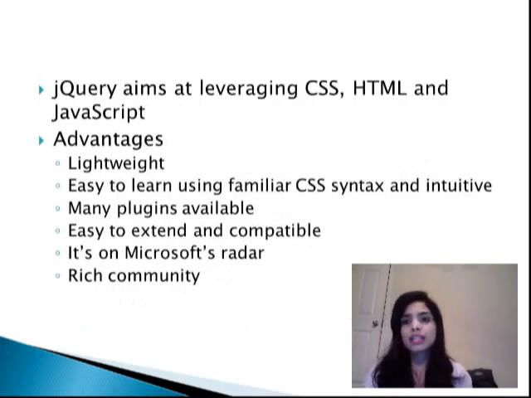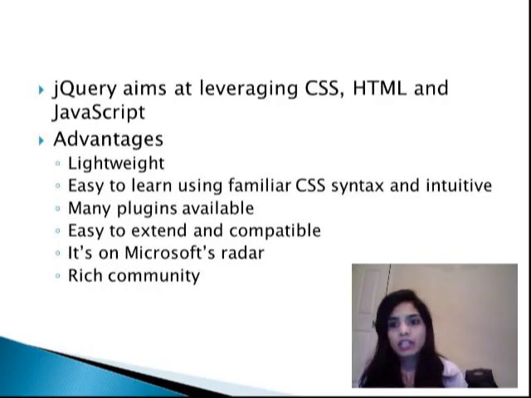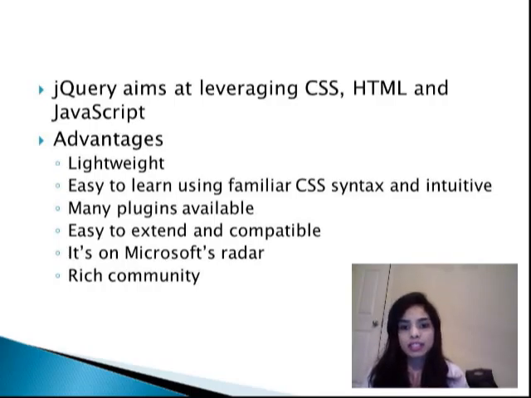And what does jQuery exactly aim at? jQuery aims at leveraging CSS, HTML, and JavaScript. This means it is simplifying our task of programming. For example, in JavaScript, if we have to write a program to hide or show some lines or pages in our website, we have to write a very big program for that. Using jQuery, we just have to use the syntaxes present in it, on elements. So this is how it simplifies.